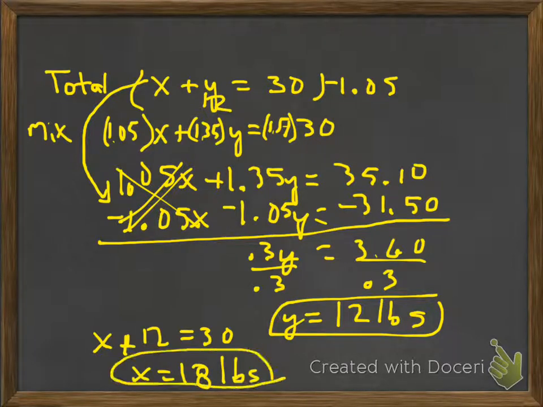So the idea there is that you're trying to find two totals. Now look, 18 plus 12 is 30, and you could do $1.05 times the 18 pounds plus $1.35 times the 12 pounds, and then see if that equals $1.17 times the 30 pounds to see if this would be a reasonable answer, which it should.